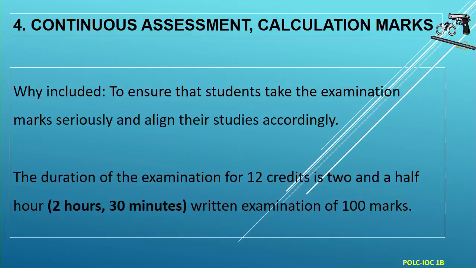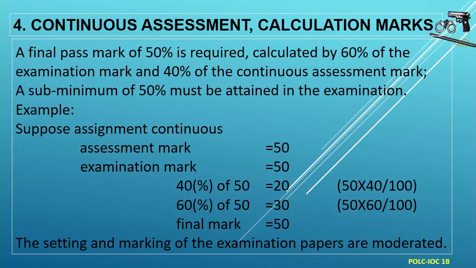Why do we include continuous assessment? We want to make sure that students take the examination seriously and align their studies accordingly. The duration of the examination is 2.5 hours, 2 hours 30 minutes, a written exam of 100 points, and the examination is 12 credits. For continuous assessment, a final pass mark of 50 is required, calculated by 60% of the examination mark and 40% of the continuous assessment mark. You are expected to have a sub-minimum of 50% attained in the examination.